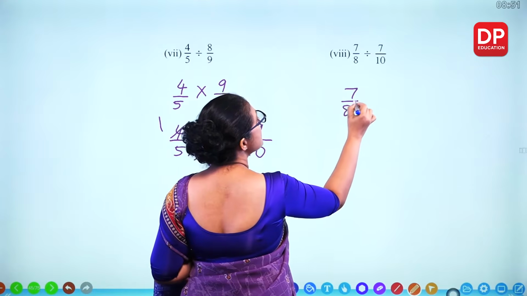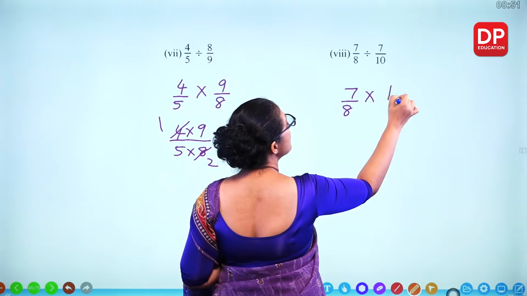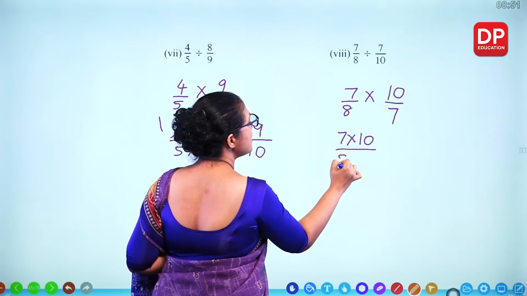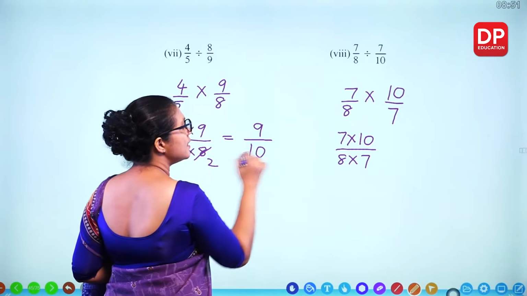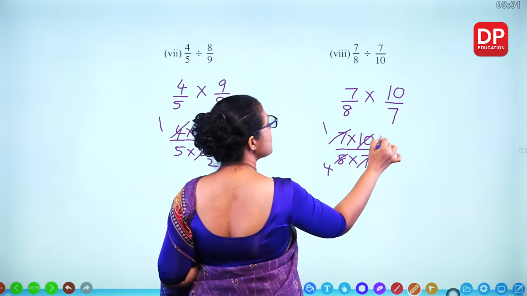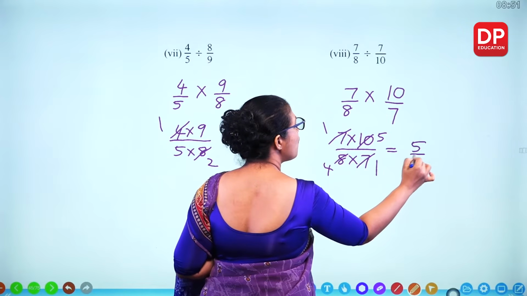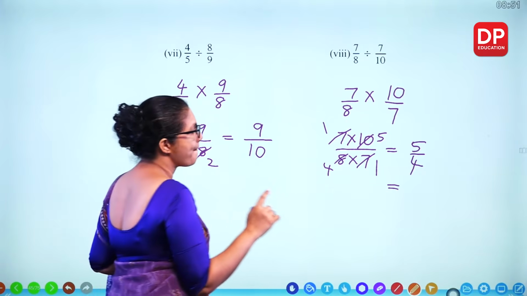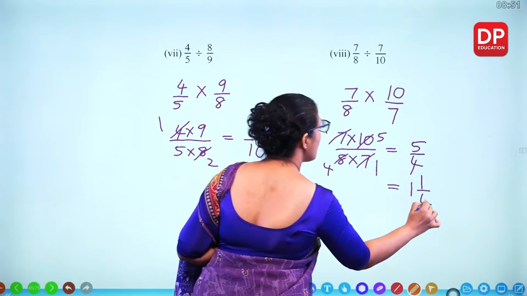7 eighths multiplied by the reciprocal 10 over 7. So multiply the numerator separately, denominator separately. 7 gets cancelled out. 2 times 4, 2 times 5. You get 5 over 4. Write as a mixed number 1 and quarter.